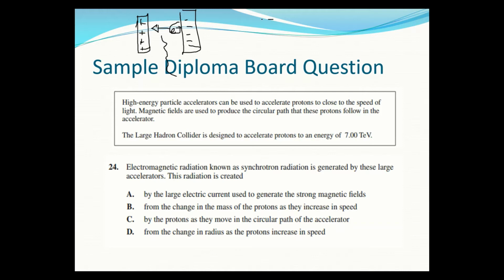But remember that when you're moving in a circle, it says that it accelerates the protons, there are magnetic fields, so there's the FM going in the path. This is from our last unit, FC equals FM. Whenever you're moving in a circle, you're accelerating. The protons, when they move in a circular path in the accelerator, are accelerating, and any accelerating charged particle will create EMR.